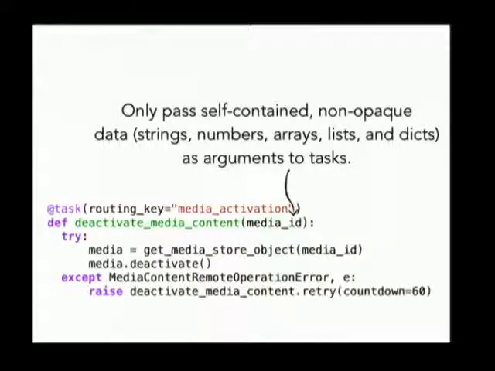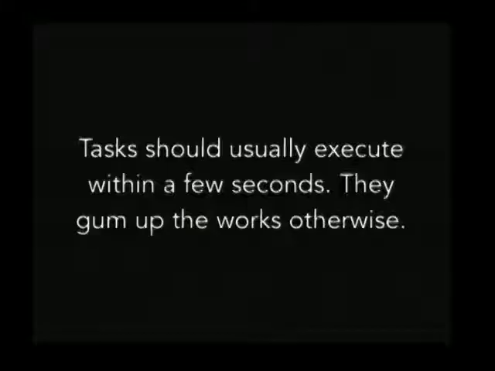The other thing is we try to only pass self-contained, non-opaque data through as arguments. We don't try to construct fancy stateful objects and send them through. It uses Pickle to serialize them, which works really well, except when you reload code and there are different versions and so on. So we try to stick with strings, numbers, and arrays, lists, and dicts of strings and numbers as arguments. That seems to work fairly well for us.